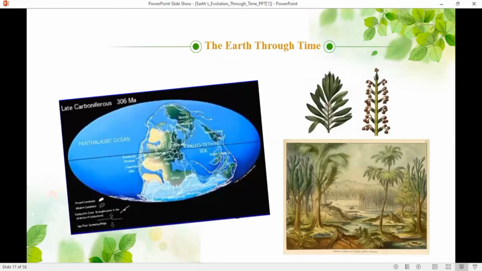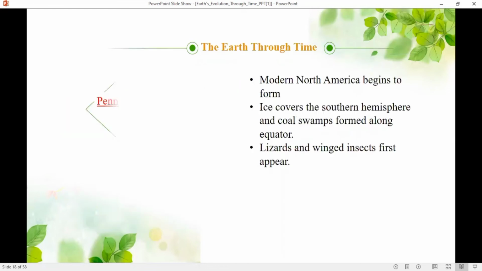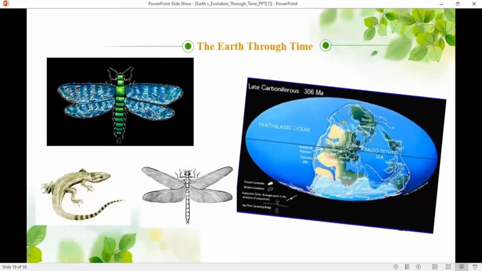Next is the Pennsylvanian period. In the Pennsylvanian period, modern North America begins to form. Ice covers the southern hemisphere and coal swamps form along the equator, and lizards and winged insects first appear. The Pennsylvanian period is recognized as a time of significant advance and retreat by shallow seas.